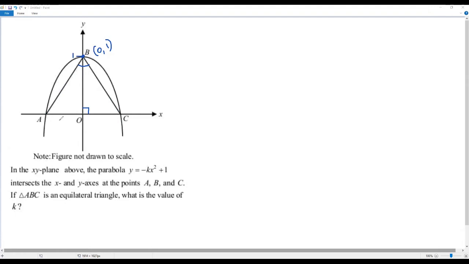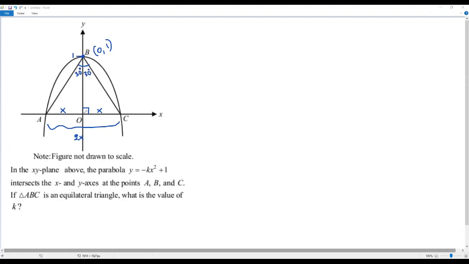Okay, now let me assume the length of the side AC as 2x. Since OB bisects the side AC of the triangle, the length of OA will be x, and the length of OC also will be x. And since it's an equilateral triangle, the measure of each interior angle will be 60 degrees. So here also we'll have 60 degrees, and this angle will be bisected, that is, divided into two equal parts by the height OB. Then we'll have a 30-degree angle measure here and a 30-degree angle measure here.